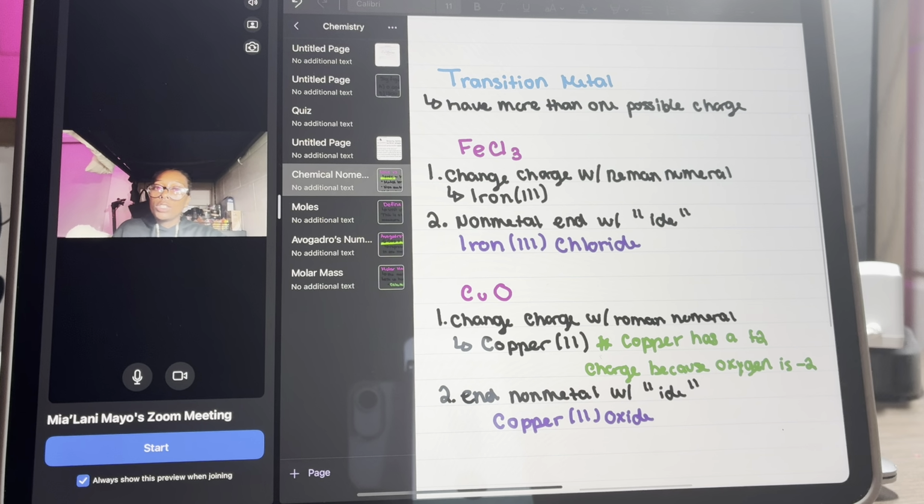Next, I have CuO. First, you change the charge into a Roman numeral, so copper would be 2, because copper has a +2 charge, since oxygen has -2. Then you would give the nonmetal the "ide" at the end, giving this copper(II) oxide.